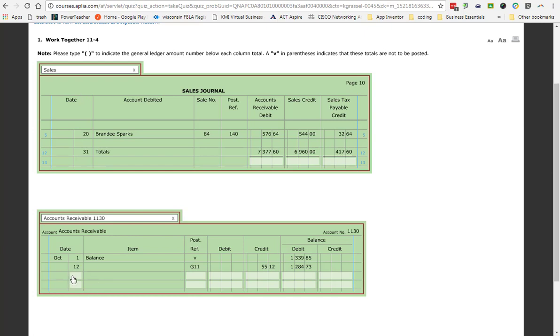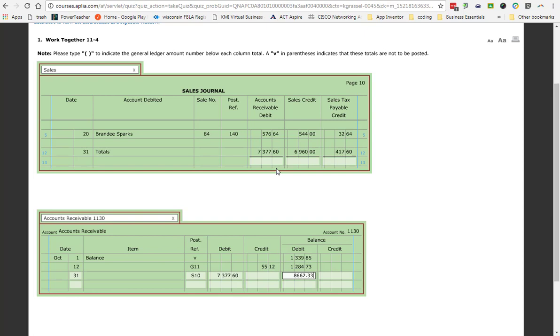First thing I'll do is put the date in there. The date is going to be the 31st because it is October. And it is going to be S10 for Sales Journal 10. You will see this says accounts receivable debit. So I'm going to debit accounts receivable $7,377.60. It previously had a debit balance of $1,284.73. So I just add those two together, and I got a number of $8,662.33. Anyone agree?